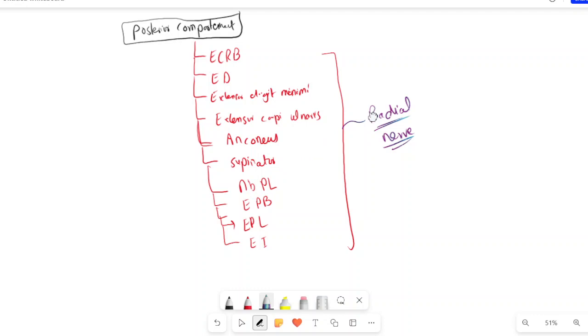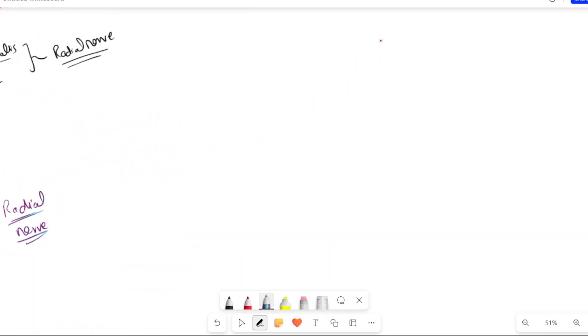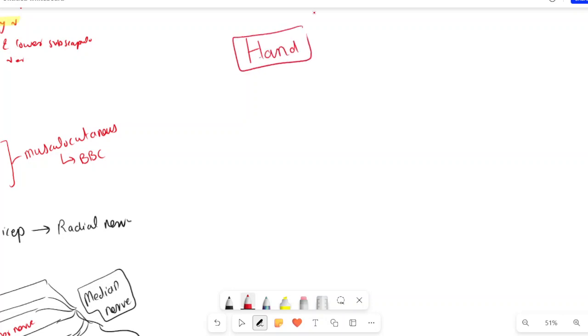This is the posterior compartment of the arm. Now we will come to the hand. Which muscles are present in the hand? All the muscles of the hand and their nerve supply. The hand has two nerves coming, one is the median nerve and one is the ulnar nerve. So that's why it is sometimes difficult.